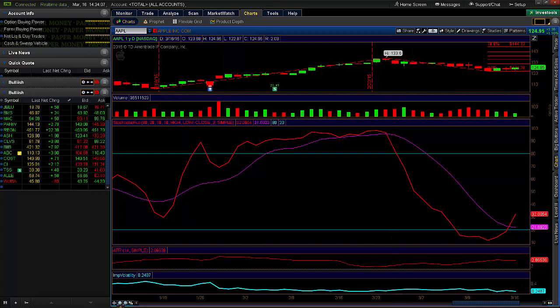Hope you enjoyed the indicator list for stochastics. We use it as a longer term scenario. Also, we look at it from a short term perspective, from an overvalued versus undervalued perspective. Apple is undervalued, hooking back up. That is a buy signal.